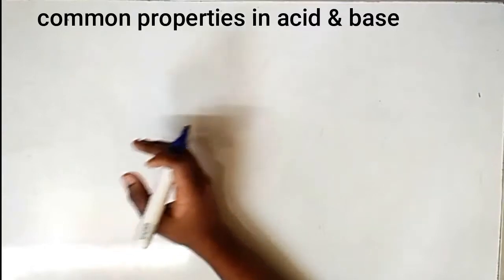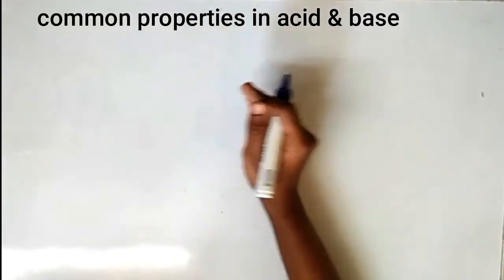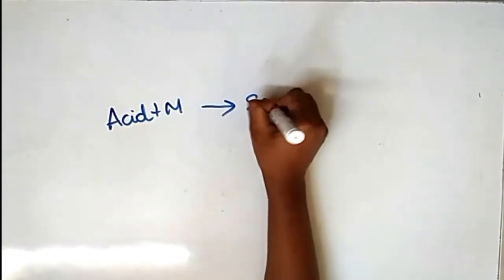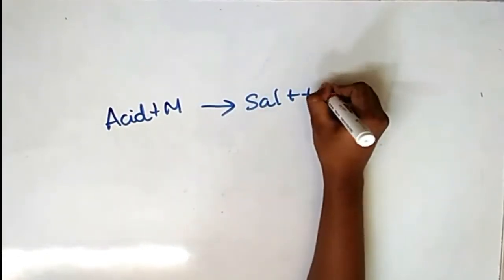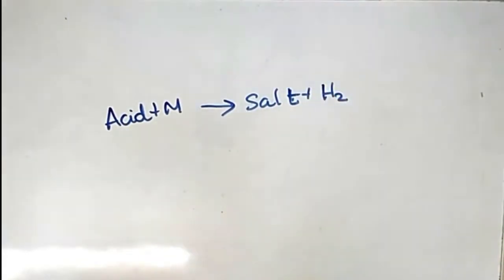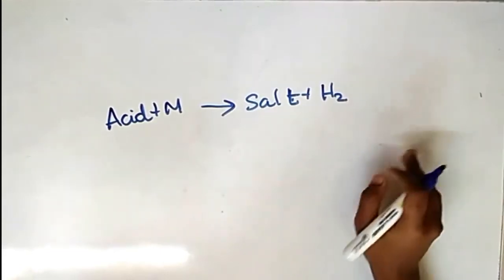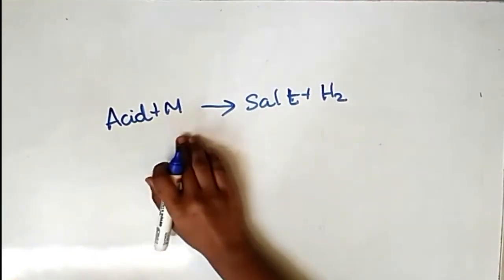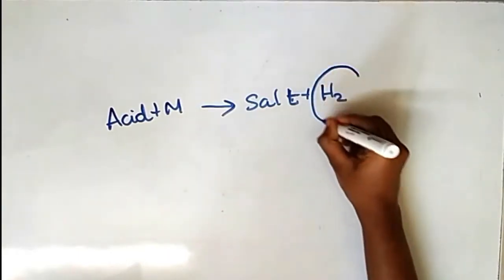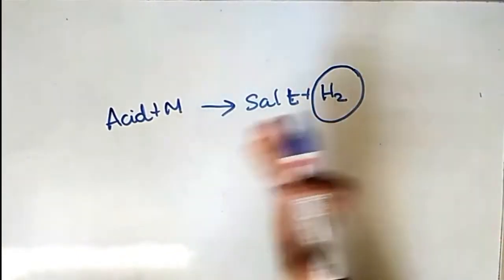Now we are going to study what is common for acids and bases. In the previous video, we studied that acids react with metals to give salt plus hydrogen gas. If you haven't watched that video, the link is in the description. All acids react with metals to give hydrogen gas, so hydrogen is common for all acids.